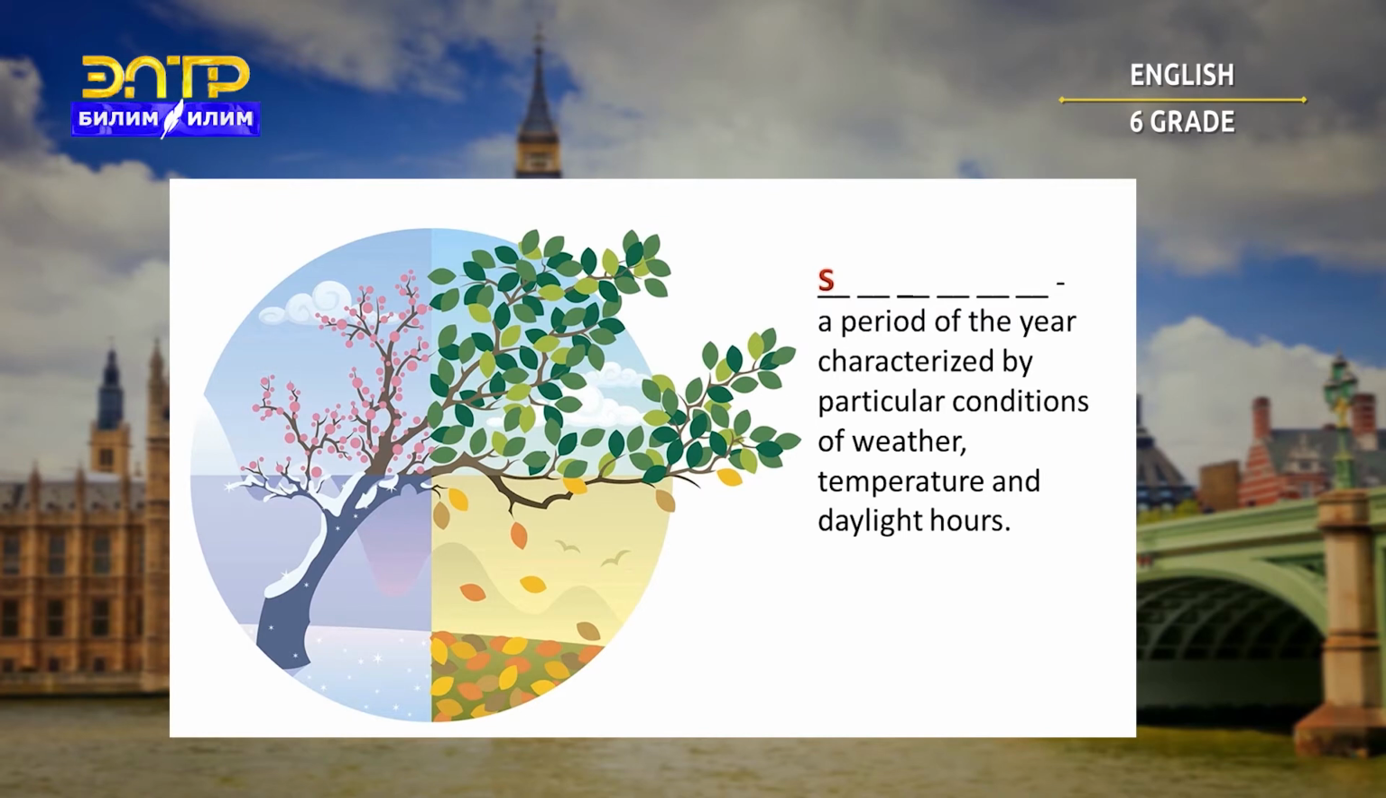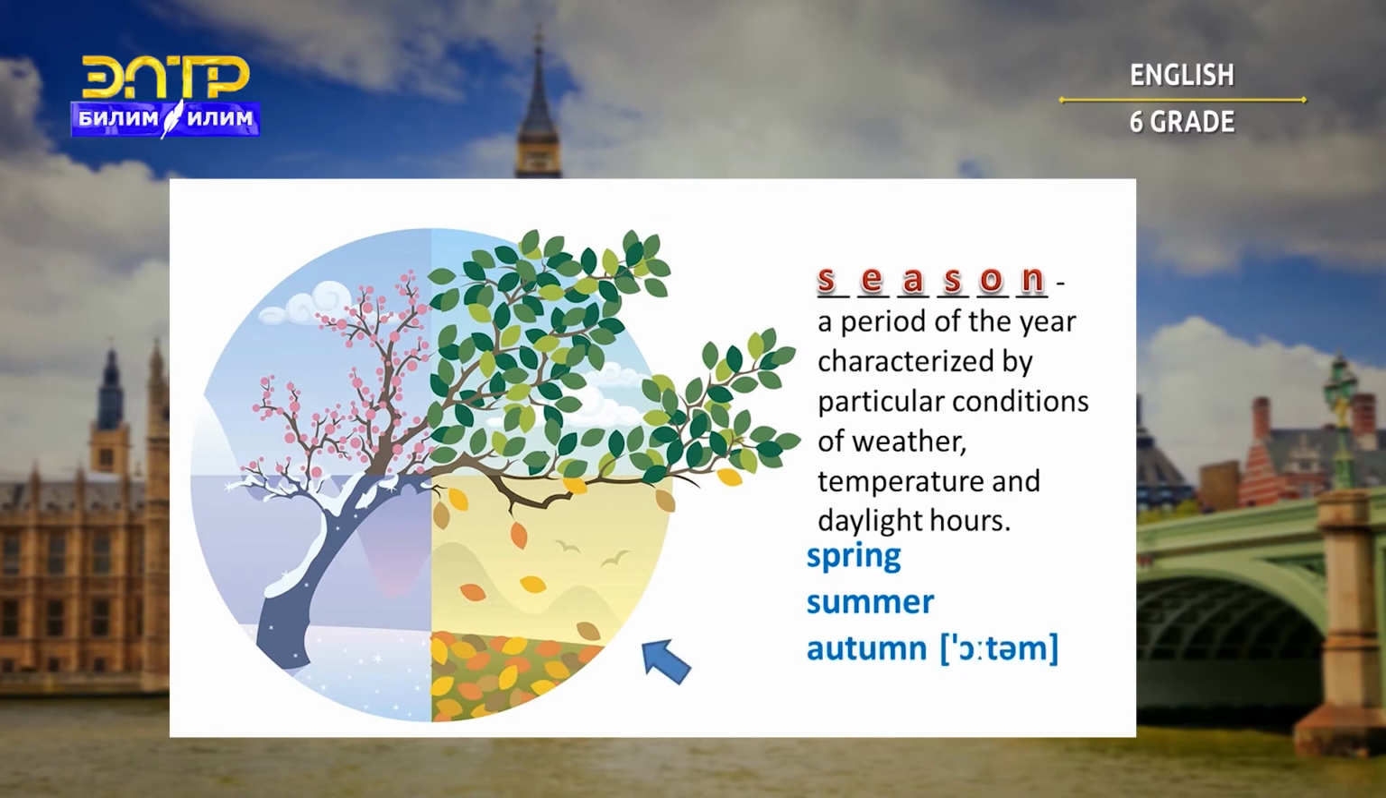How do you spell this word? S E A S O N. Season. Look at the arrow and name the season. Spring. Summer. Autumn. Winter.